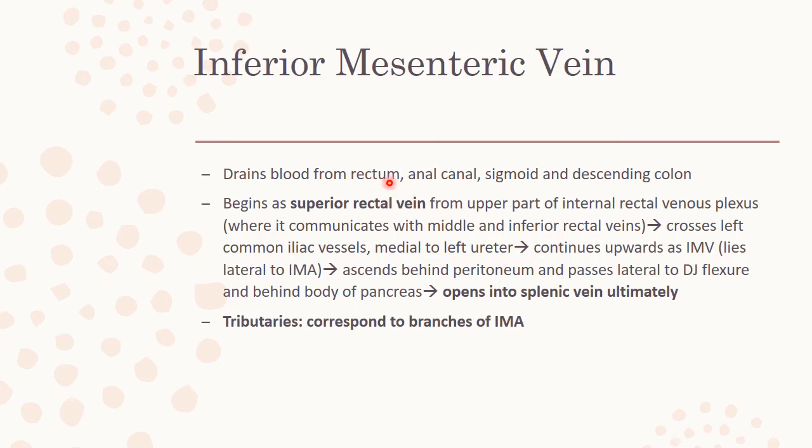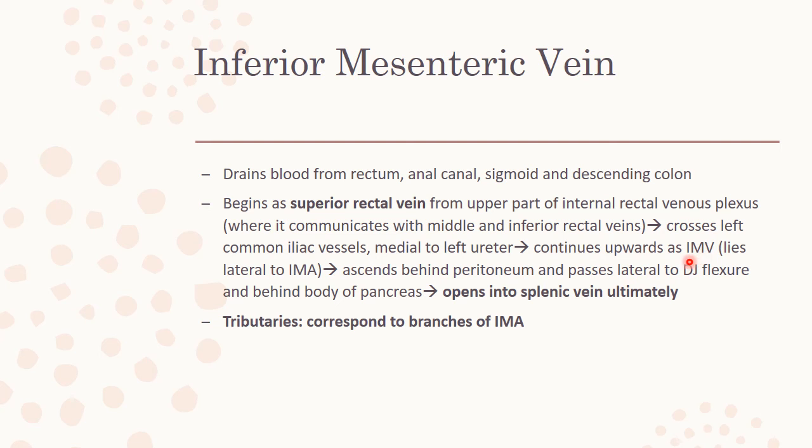The inferior mesenteric vein will drain blood from the rectum, the anal canal, the sigmoid and the descending colon. It will begin as a superior rectal vein from the upper part of the rectal venous plexus. Inside the rectal venous plexus, it is going to communicate with the middle and inferior rectal veins as well. So it is going to begin as the superior rectal vein. Once this superior rectal vein crosses the left common iliac vessels, it will continue upwards as the inferior mesenteric vein.